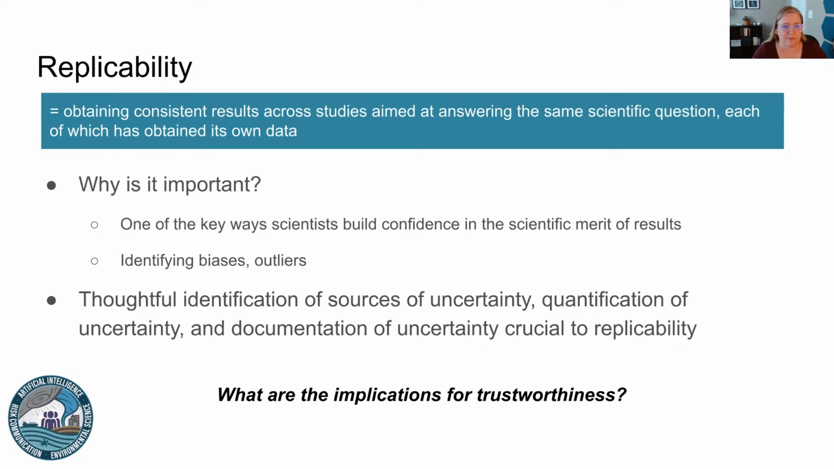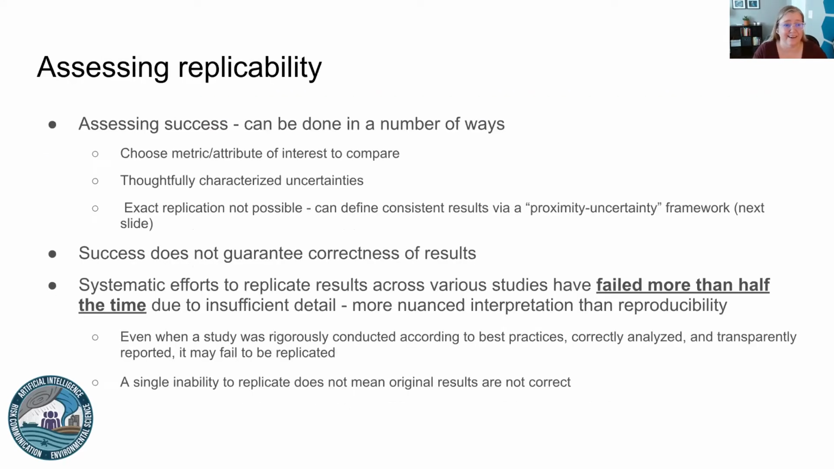So thoughtful identification of sources of uncertainty is really, really important with replicability. I'm going to spend a little more time with that. And of course, all of this has some pretty major implications for trust and trustworthiness. Do we trust the scientific consensus? Will it be based on the results of the replicability?